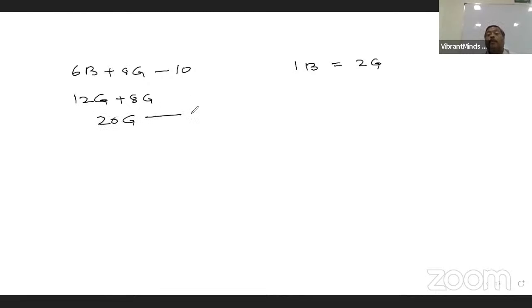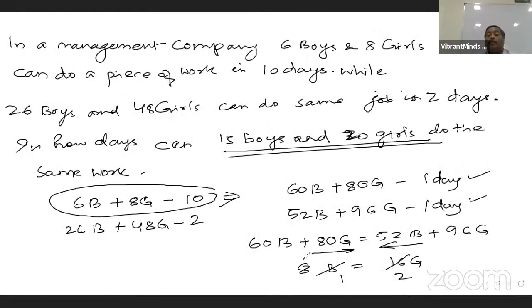So understand, it says 6 boys plus 8 girls can do it in 10 days. Also, one boy is equivalent to 2 girls. So see, I can replace 6 boys with 12 girls plus 8 girls. That is 20 girls can do the job in 10 days.